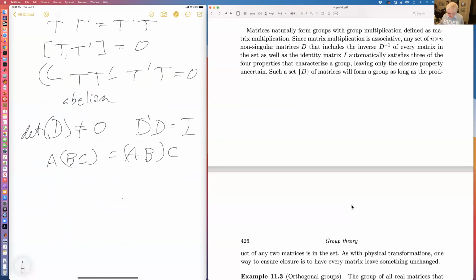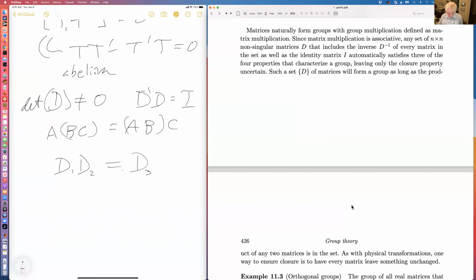The only one that's tricky is that you want to have that if two matrices, D1 and D2, multiply to give some matrix D3, that this still leaves unchanged whatever the property is of the vectors that you're talking about. When the elements of the group are n by n square matrices, they act on n-dimensional vectors. And so there's some property of n-dimensional vectors that these matrices leave invariant.